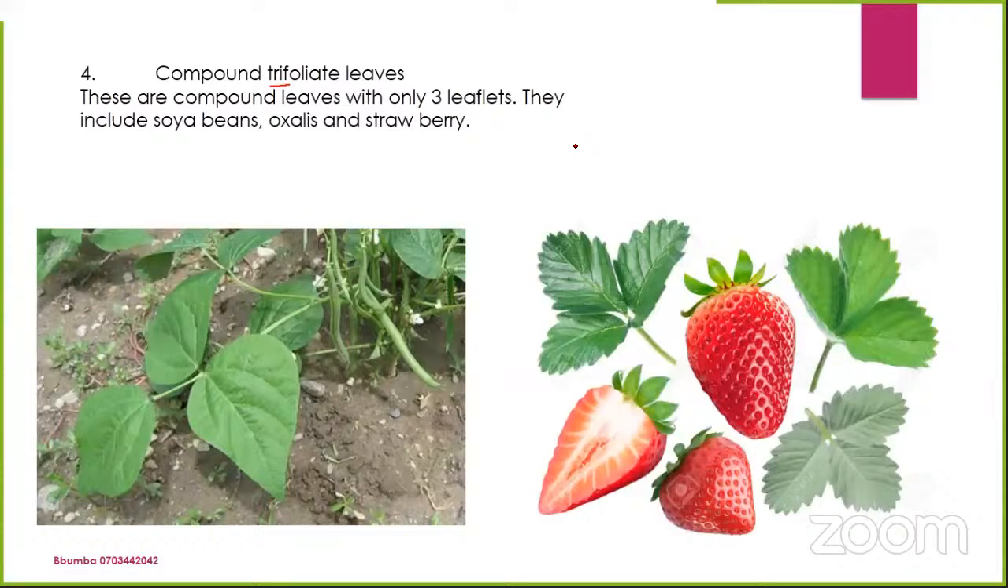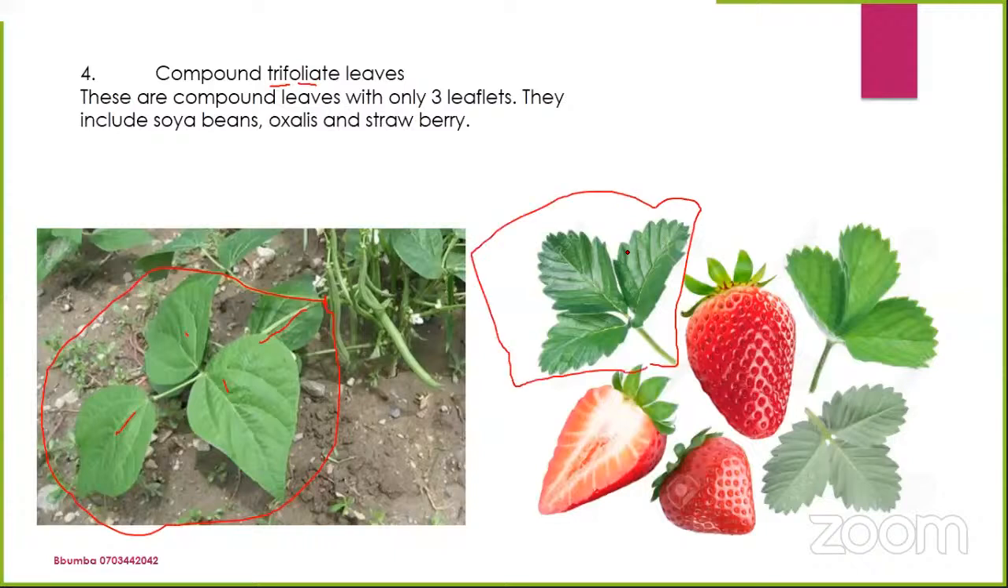So with compound trifoliate leaves, these leaves form three leaflets. And the most common example is the one from the bean plant. If some of you have never seen bean leaves, this is it. The entire bean leaf is this, and it has three leaflets. It is compound trifoliate. Strawberry: if you have ever eaten a strawberry, this is its leaf. The strawberry leaf is also compound trifoliate.